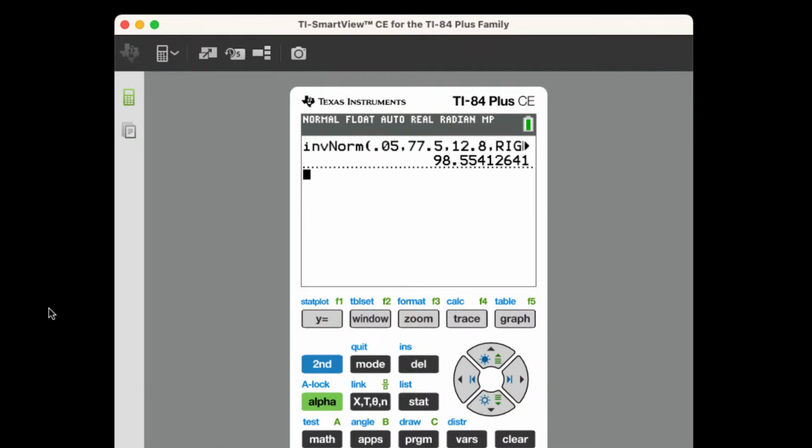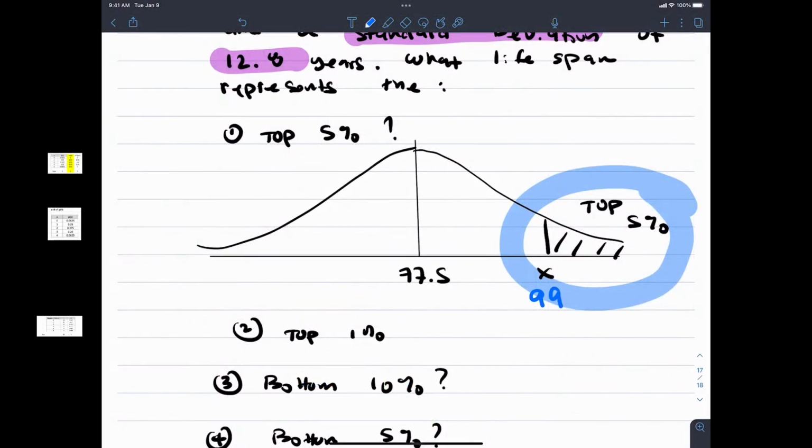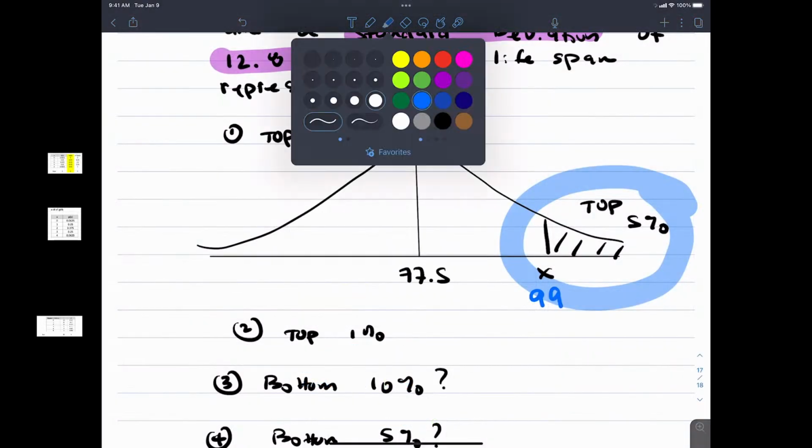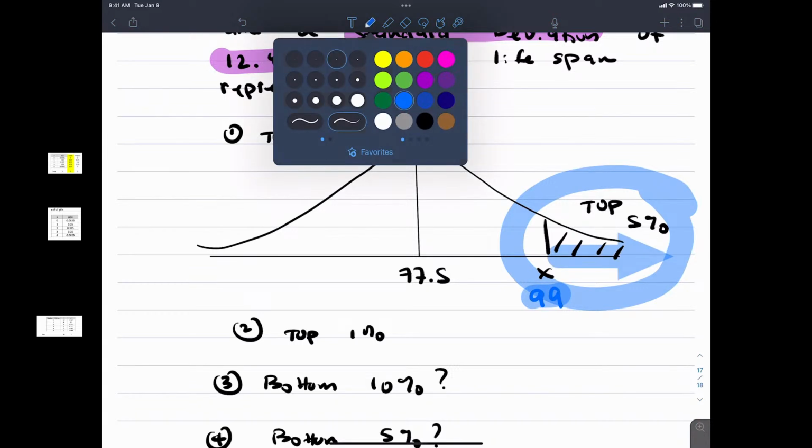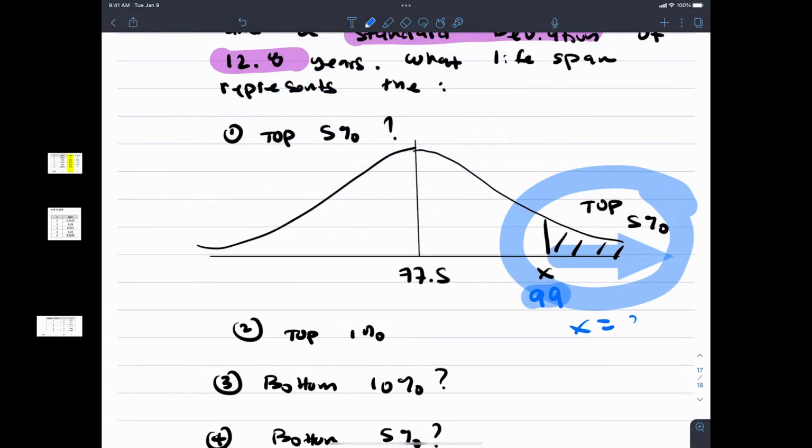Now, what do we get here? What does this mean? Do you guys know? What are we looking at? Go to the nearest whole number. Yeah, this is 99 years of age. So if you live to at least 99, that X value is 99. If you live to at least 99, you're in the top 5% of ages.